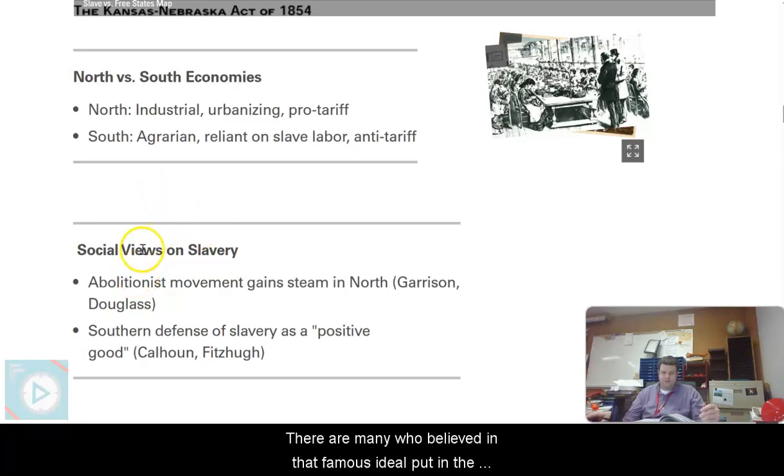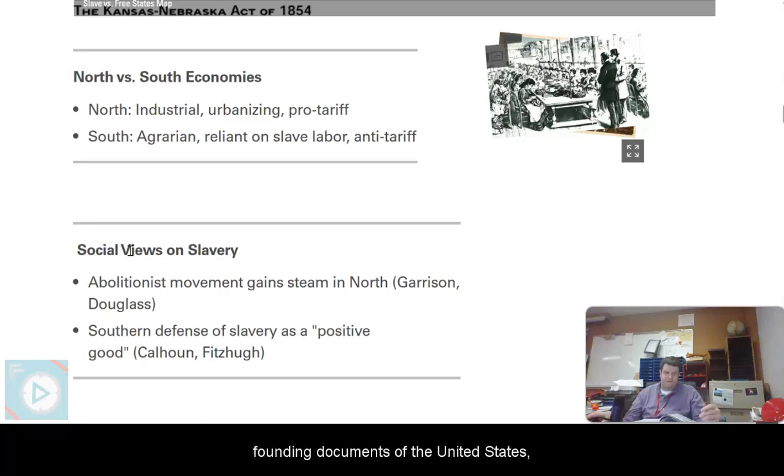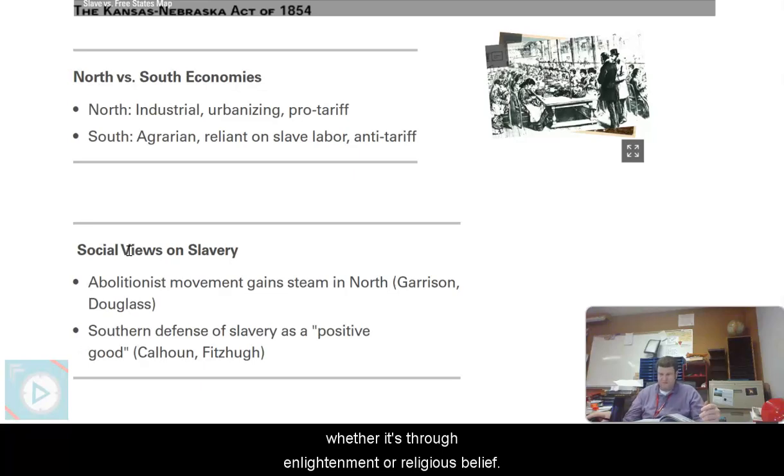There are many who believed in that famous ideal put in the founding documents of the United States that all men are created equal. Whether it's through enlightenment or religious belief, there are people who believe that owning people as property is morally wrong, and goes against the values of their religion or the founding of this nation. There's also the argument that slavery is unfair economically.